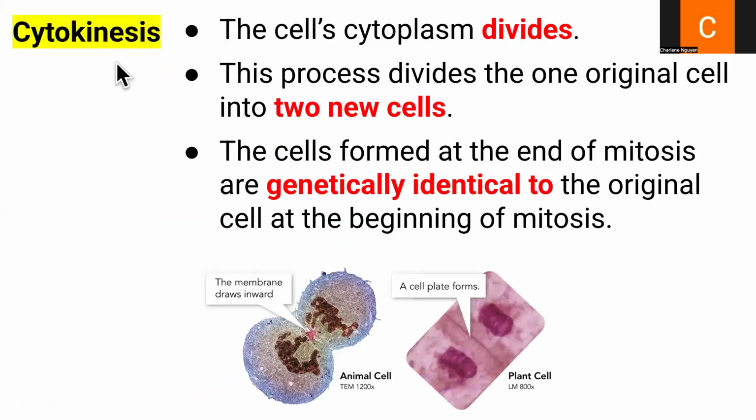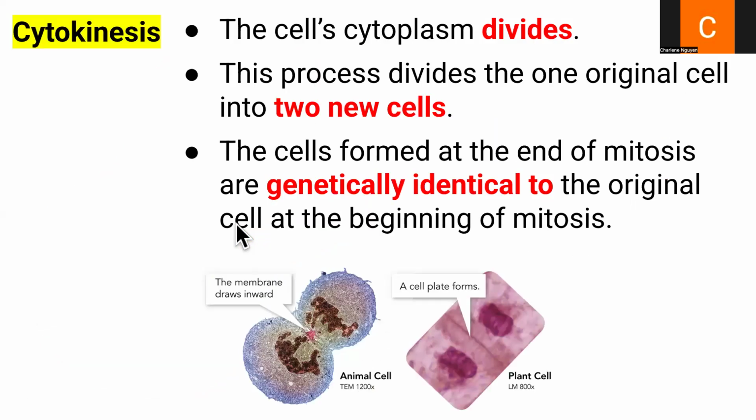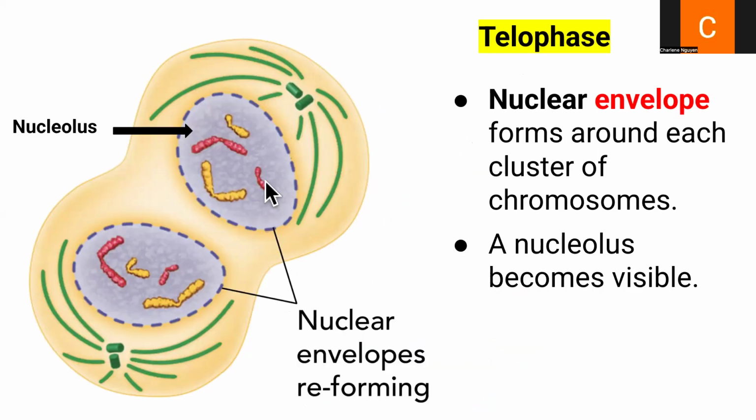So cytokinesis is when the cytoplasm actually divides. So from here, we are in one cell with two nuclei. And then cytokinesis is when the cytoplasm, the empty space inside the cell, actually divides. So in an animal cell, we call that a cleavage furrow. And then in a plant cell, we call that a cell plate. So keep in mind the two cells created at the end of mitosis have the same exact DNA as the original cell before it split.